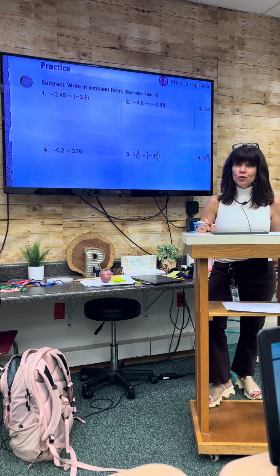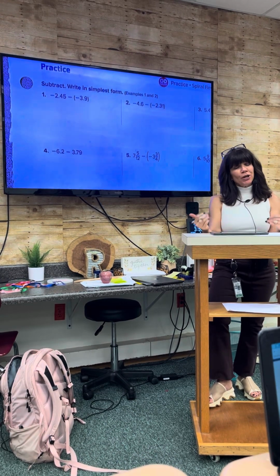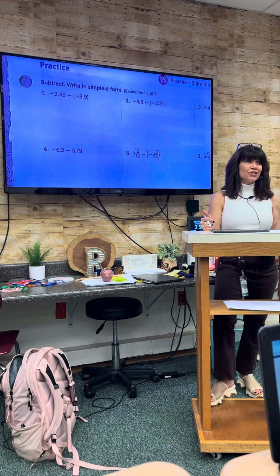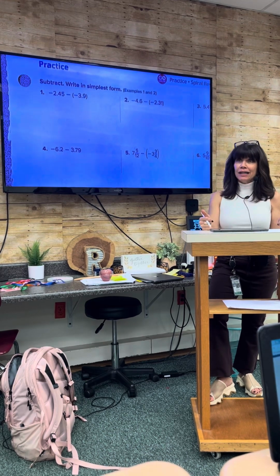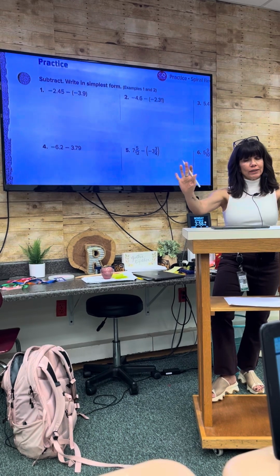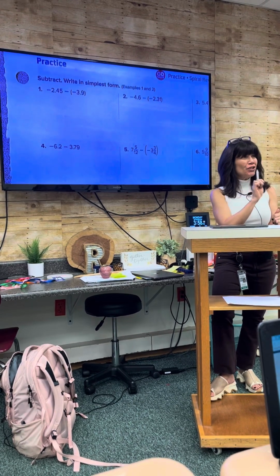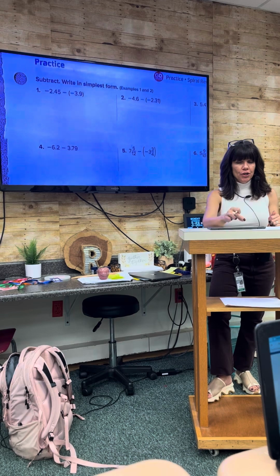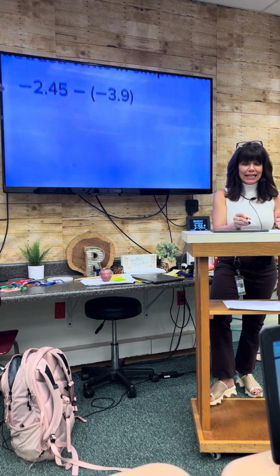They ask us to subtract, and in the book it says write in simplest form. I'll tell you the truth. Online, they allow you to simply type this into your online calculator. However, hold up, don't do it yet. I want you to understand what is happening here. When you see negative 2.45, and then it says subtract negative 3.9.